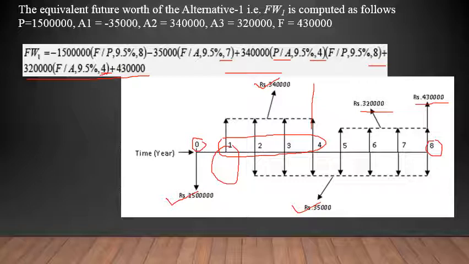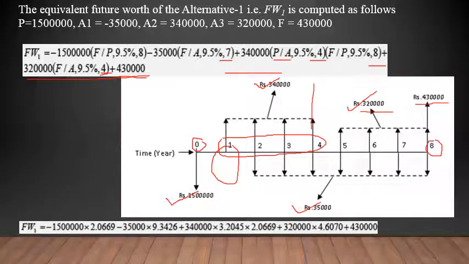And what else remains? 3,22,000 is over. Put a tick mark. What else remains? The salvage value of 4,30,000 remains. What is that? It is already F. Retain it as F. That's all. So my conversion is done. Get the values from the factor tables. Substitute that. We get the answer as 728,849 positive flow.